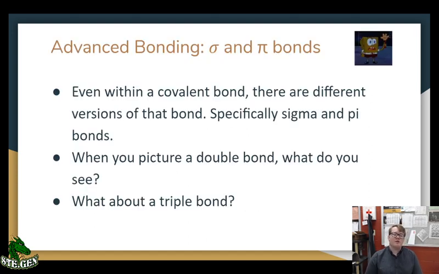Now, with that out of the way, even with covalent bonds, there are actually different versions of covalent bonds. Specifically, these are referred to as sigma bonds and pi bonds.